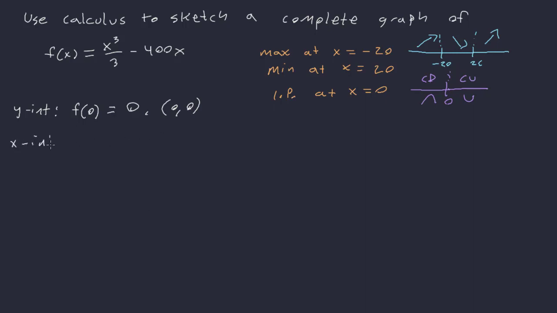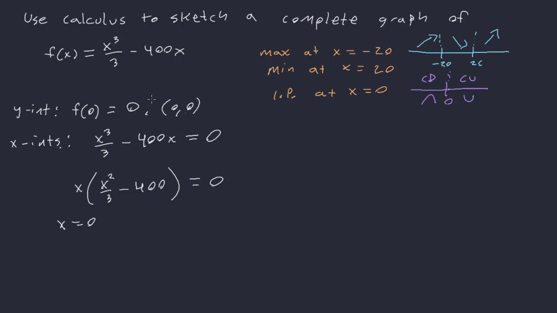To find the x-intercepts, right, that's where you set this equal to 0 and solve. So you actually set the original function equal to 0 to find your x-intercepts. All right, so we can factor out an x here to get, x times x squared over 3 minus 400 equals 0. So x is equal to 0. Well, we should get that because we have a y-intercept that is also 0. Okay, so if a y-intercept is 0, it's also an x-intercept.